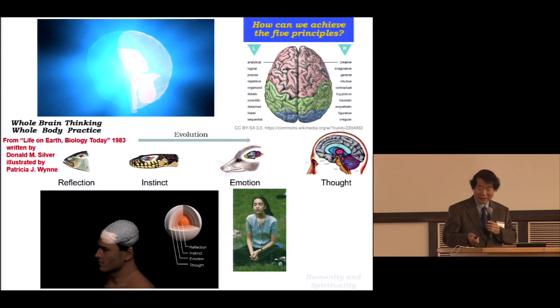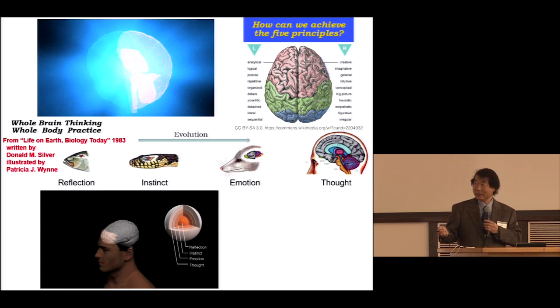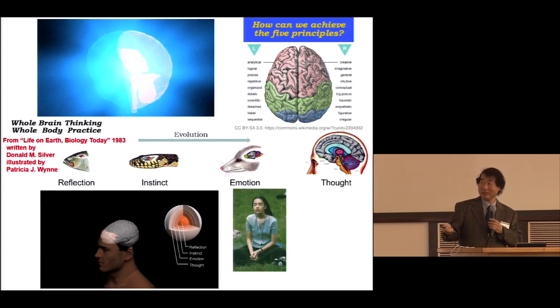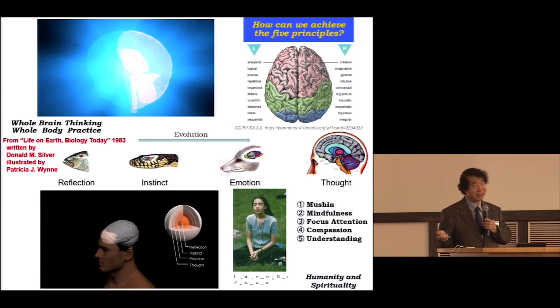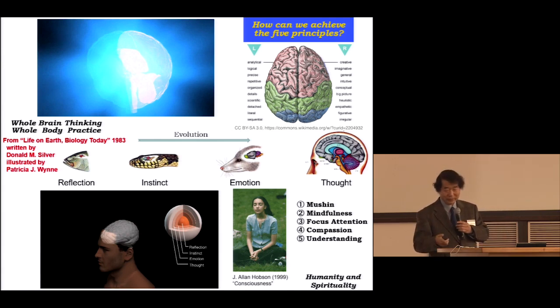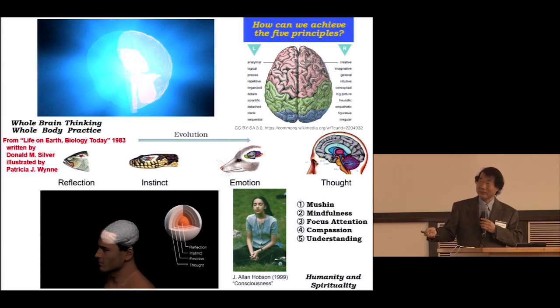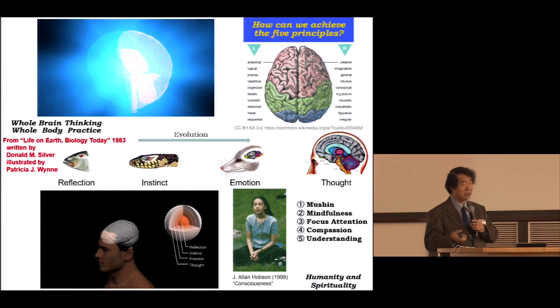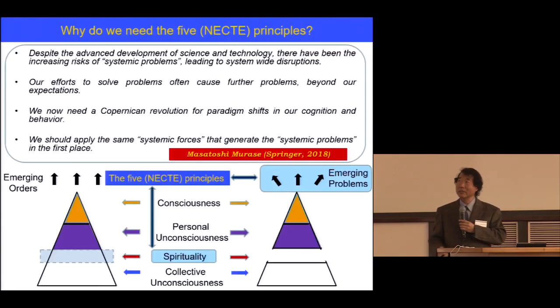Actually, when we try to reach the understanding level, understanding in Japanese is satori. And starting from mushin, which is no mind. Mindfulness, focus, attention, compassion. Compassion is transferring passion to the other one. Interestingly, these 5 dynamics relate to 5 principles. This is the final slide.